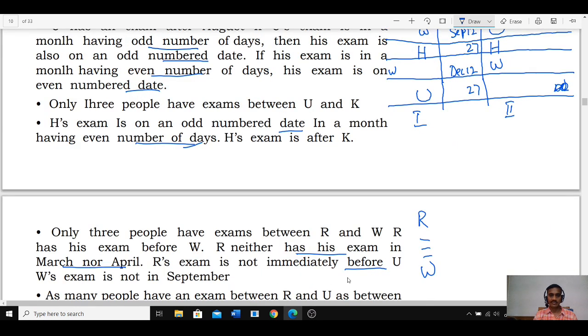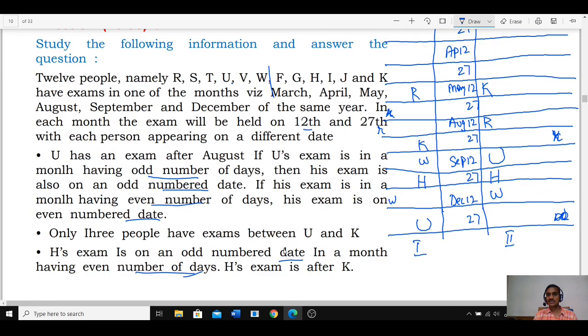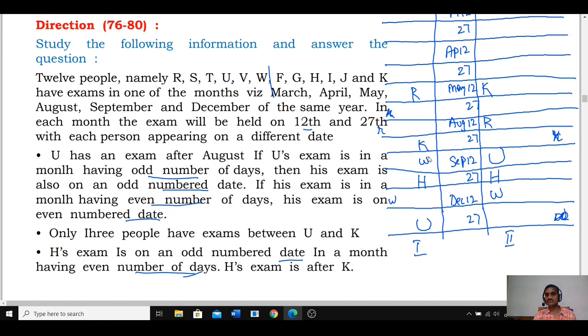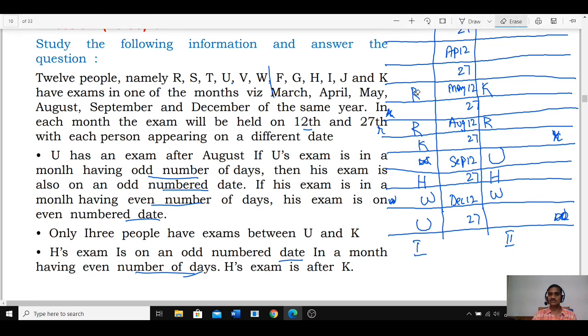Next one, immediately before U. And W's exam is not in the month of September. W's exam is not in the month of September. So what happened here, tell me? W is in the month of September. Hence W cannot be here, R cannot be here. Hence R must be at this place, W must be at this place. Okay, now we have done with this R and W as well.